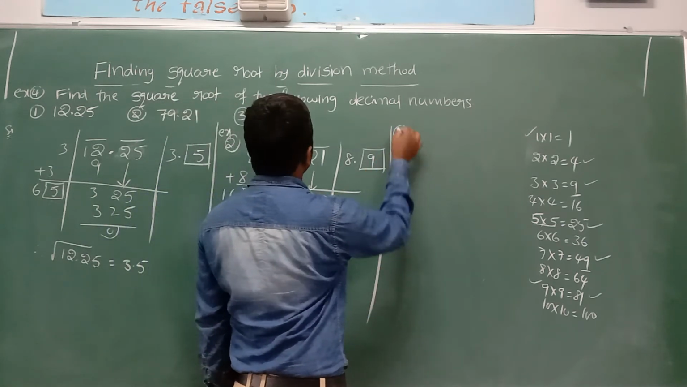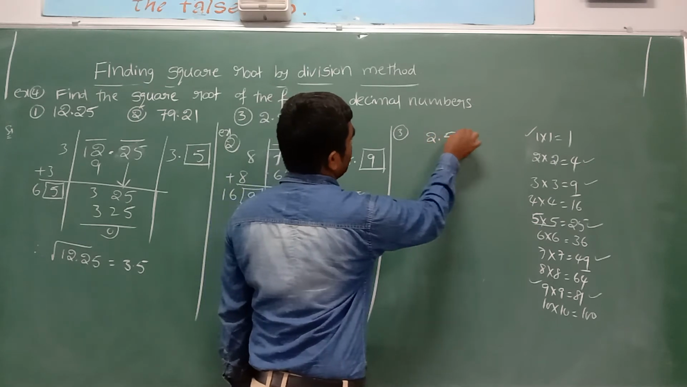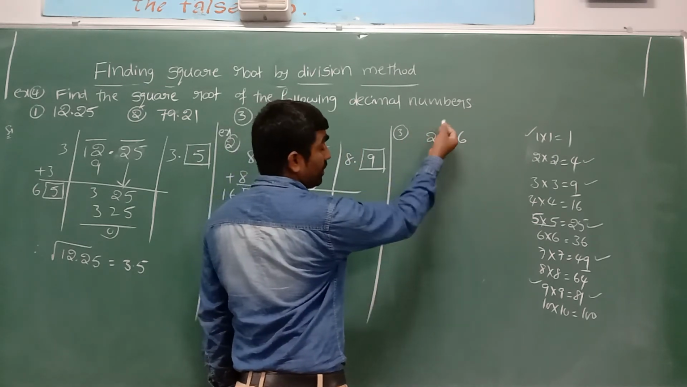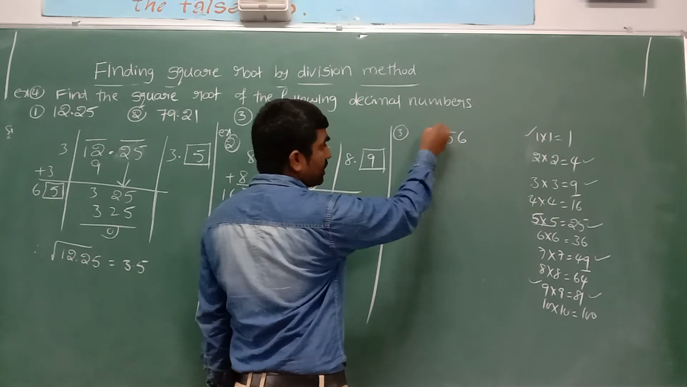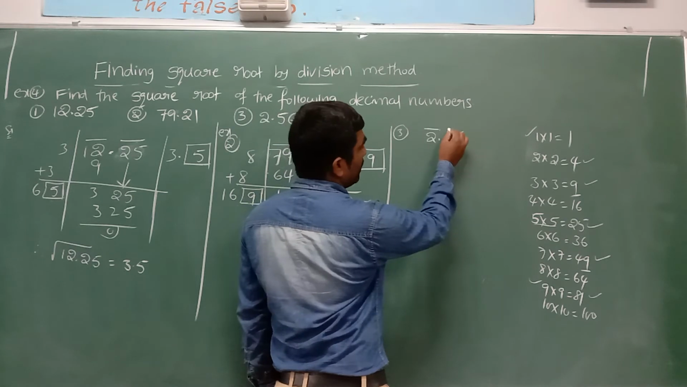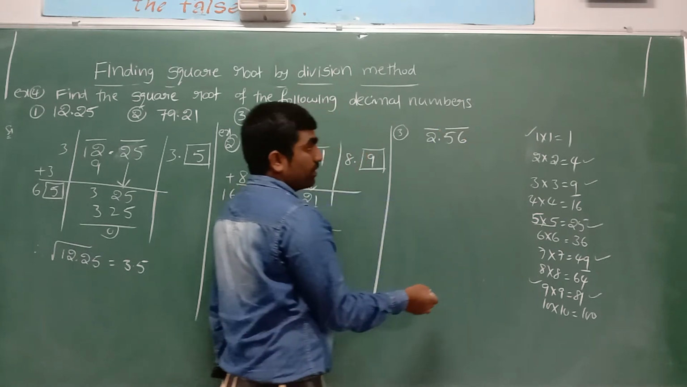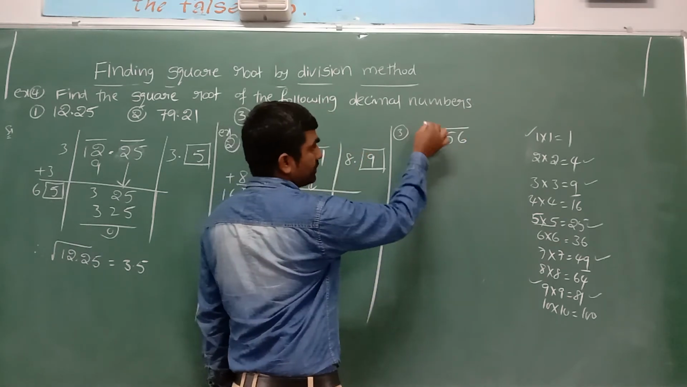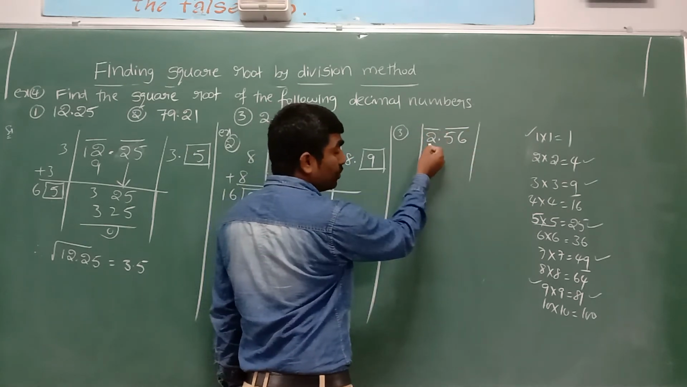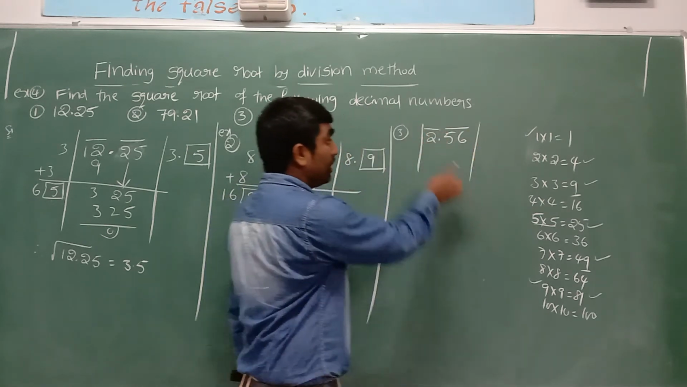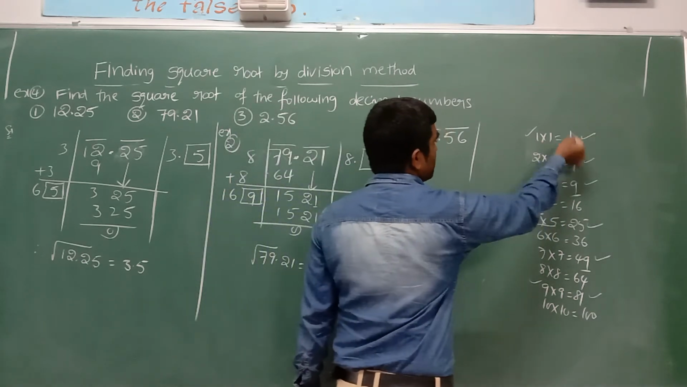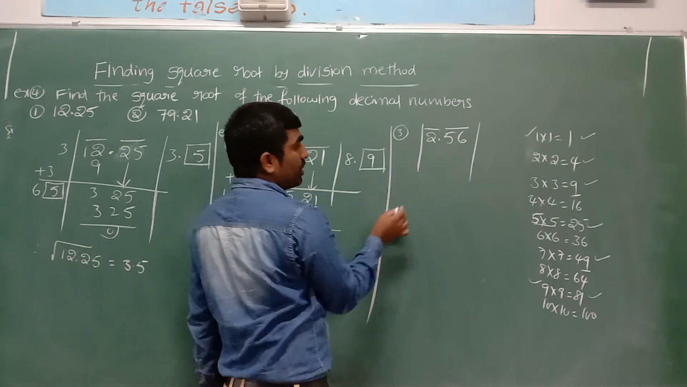Third one, 2.56. In the integral part, from the ones place, keep the bar for every pair of digits. You can see only a single digit, so keep the bar for the single digit also. Here you can see two digits, place the bar for those two digits. Now we can keep two vertical lines. Now below the first bar you can see 2. Take the perfect square which is near to 2 and less than 2. We can take 1 times 1. 1 is the perfect square which is less than 2 and also near to 2.